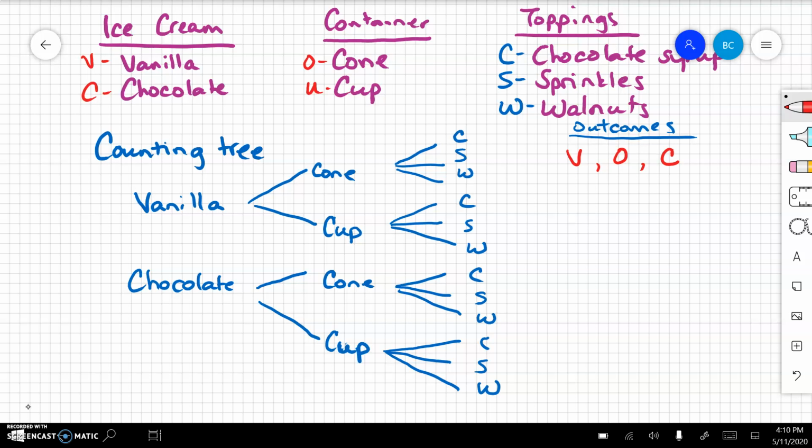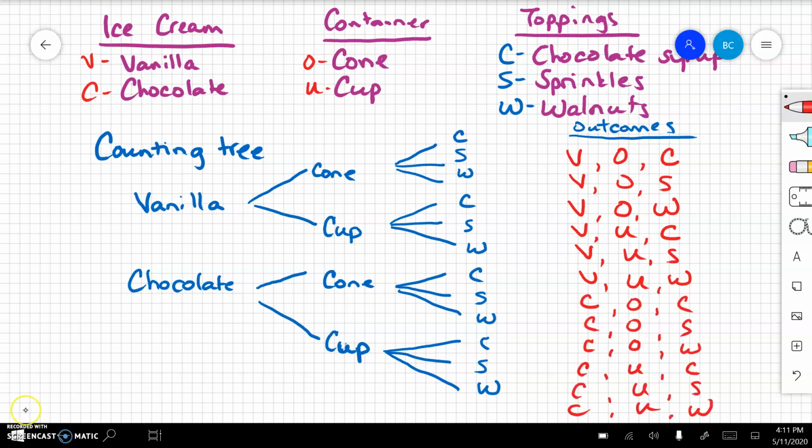chocolate syrup, or I could have vanilla cone sprinkles, vanilla cone walnuts, vanilla cup chocolate, vanilla cup sprinkles, vanilla cup walnuts. You get the idea, right? And I'm not actually lining it up very well either. For some reason I started writing bigger. So I'm going to pause the video and write the rest of these so you don't have to wait for me to write them. So now I've listed my possible outcomes.